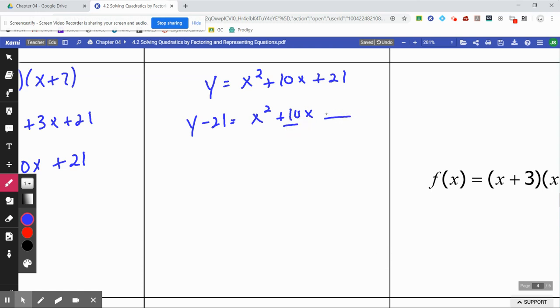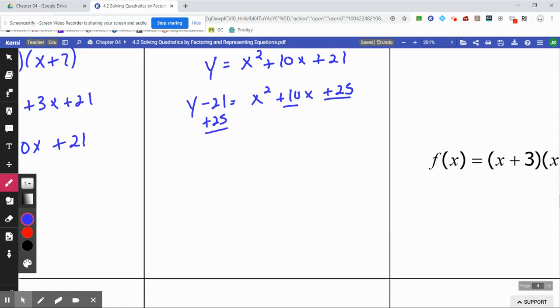Take half of this and multiply it times itself. It gives you 25. Add it to both sides. Since there's no parentheses, you can just add exactly that 25. Negative 21 and 25 gives you 4. Let's factor the other side. It should be a perfect square when you factor it.